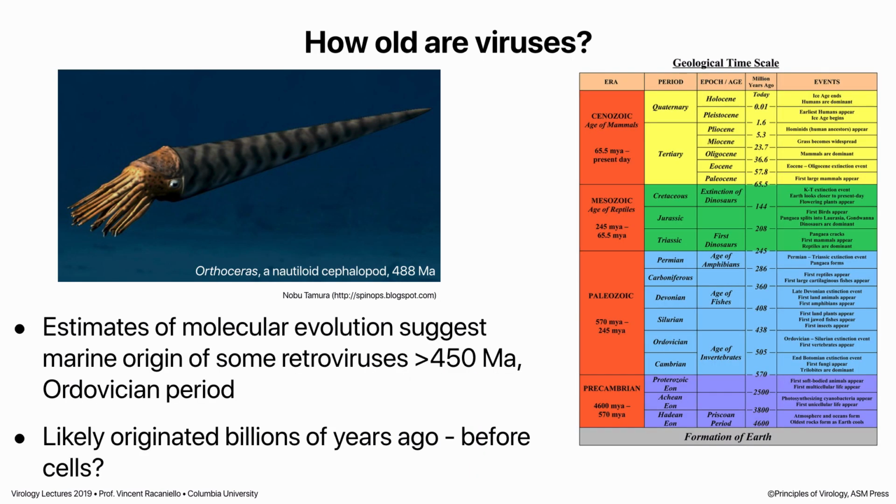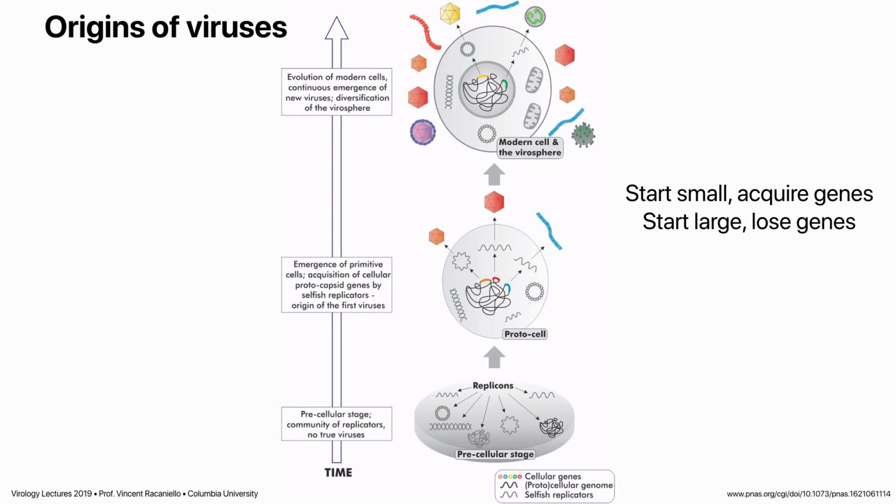And so that's why in the first day of this course, I told you that some retroviruses were thought to originate over 450 million years ago. We can see them integrated into the genome of a variety of species that are consistent with that. The Ordovician is down here, age of invertebrates. But I do think that viruses probably originated even before that, probably billions of years ago, maybe even before there were cells.